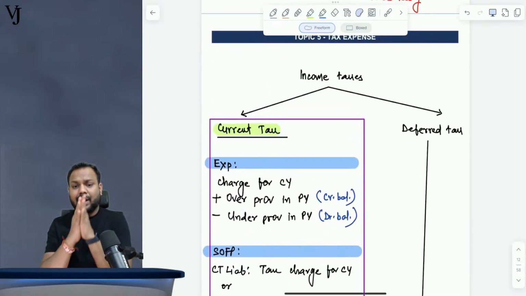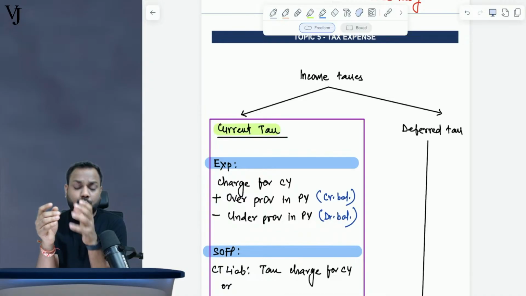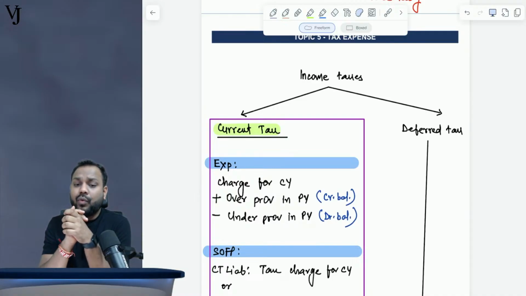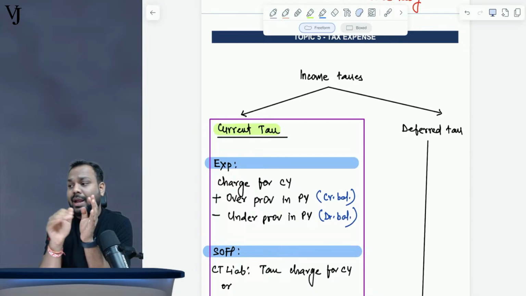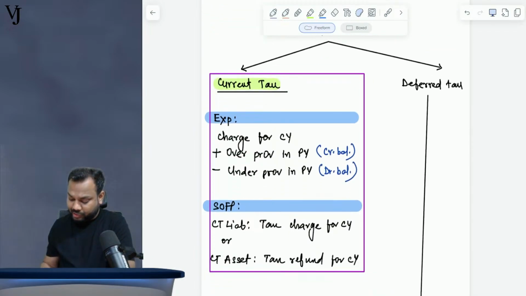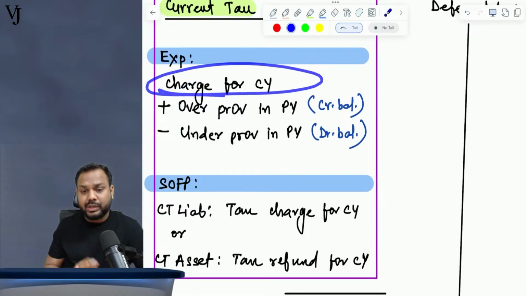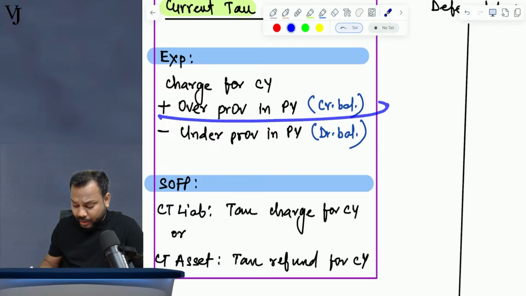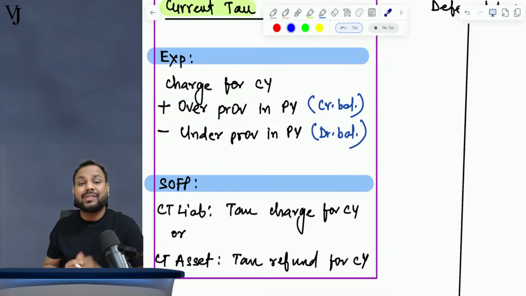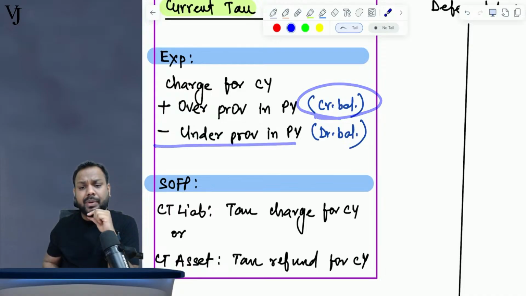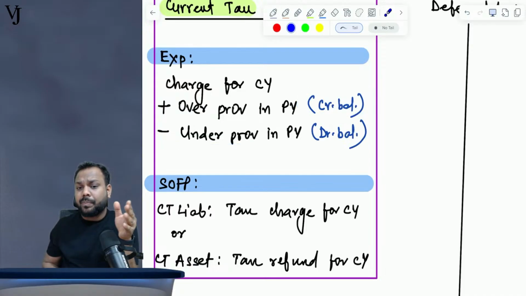Now understand, tax expense, as we know, has two components: current tax and deferred tax. Now, how do we recognize current tax in P&L and what will be recognized in SOFP? The charge for the current year, plus over provision in the previous year, that is the credit balance in the trial balance, minus under provision in the previous year, that is the debit balance in the trial balance.